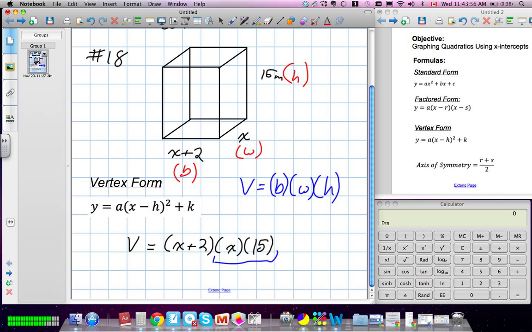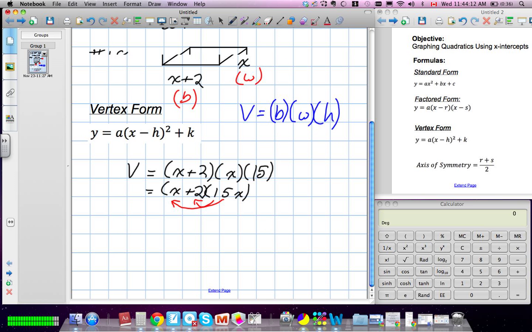What is x times 15? Good. So I now have x plus 2 times 15x. The 15x needs to be distributed to both of the terms inside the bracket. So 15x times x is 15x squared. 15x times 2 is 30x. Now, this is equal to the volume.